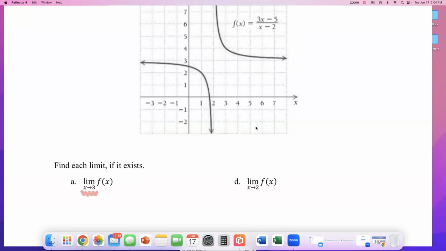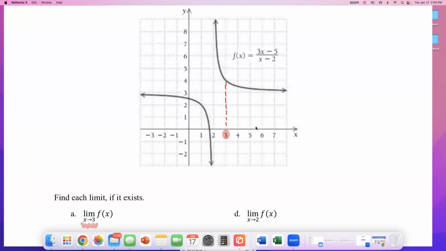So 3 is right here. And I can see that from the left side of the graph, this is going down and it's going to this point right here. And from the right side of the graph, this is going up, going to that same point. So the limit of f of x as x approaches 3 is 4.